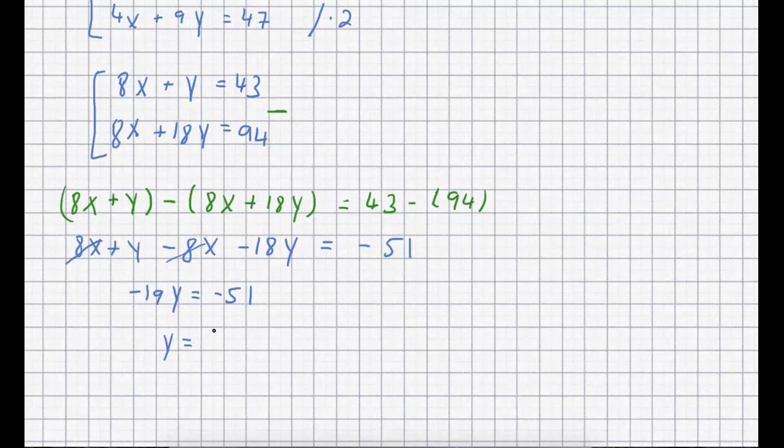It's 2.68. Sorry, because I was wrong. Plus y, minus 18y, it's minus 17y, not 19. Minus 17. Sorry for that. Okay. So minus 51 divided by minus 17, 3. So y equals 3. And now we want to find out x, right? Right. So what do we do?